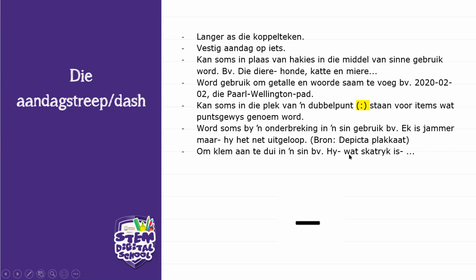Dit word gebruik om 'n onderbreking in 'n sin te kry. Byvoorbeeld, ek is jammer, maar hy het net uitgeloop. So sometimes it's also used as a comma, and then om klem aan te dui in 'n sin. Byvoorbeeld, hy wat skatryk is. So you will put something extra in a sentence, then you can also use it. That's why I say these last two, you can use it as a comma sometimes.